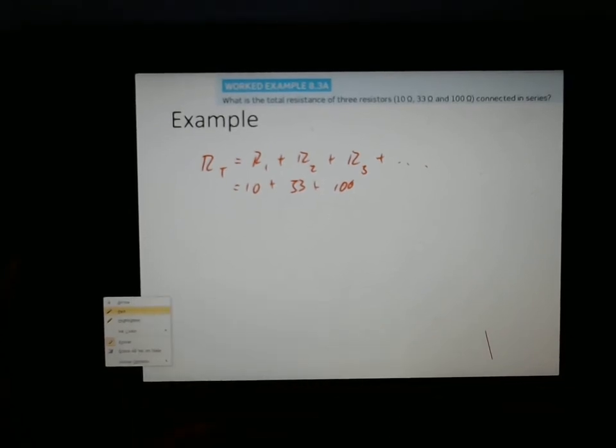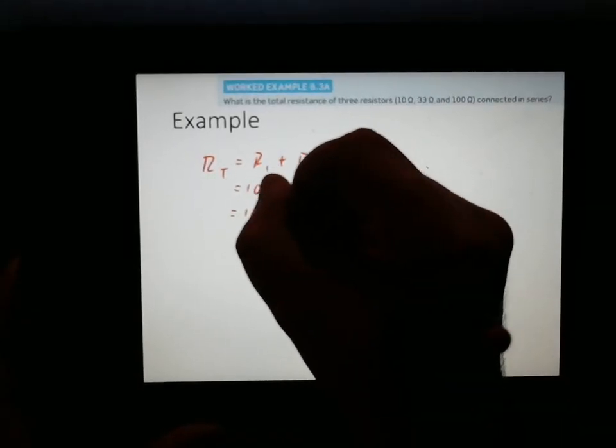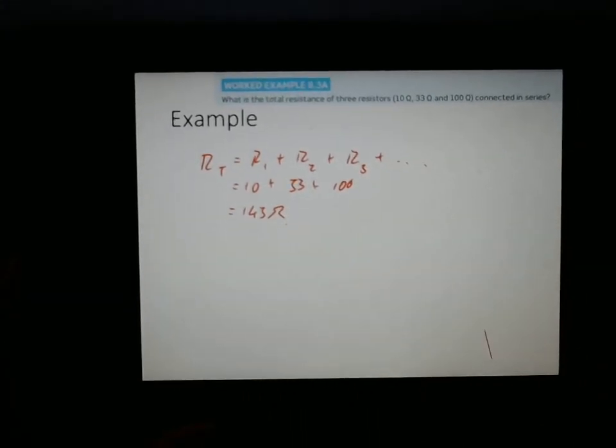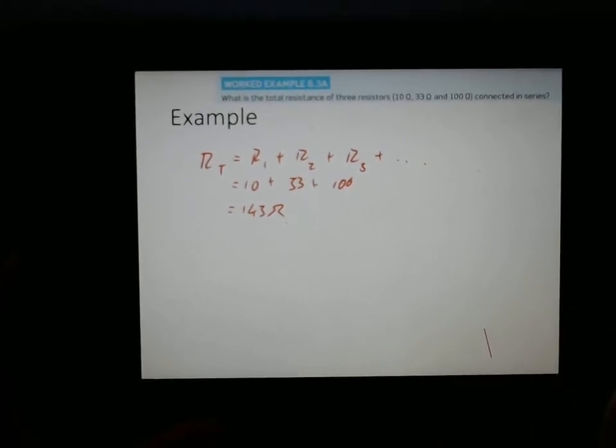And if we think about it in our head, we can see, well, adding them all up together is just going to equal 143 ohms. Don't forget your units. I just want to show something a little bit further than what the textbook does here at this moment, just to show you what we're going to do here.